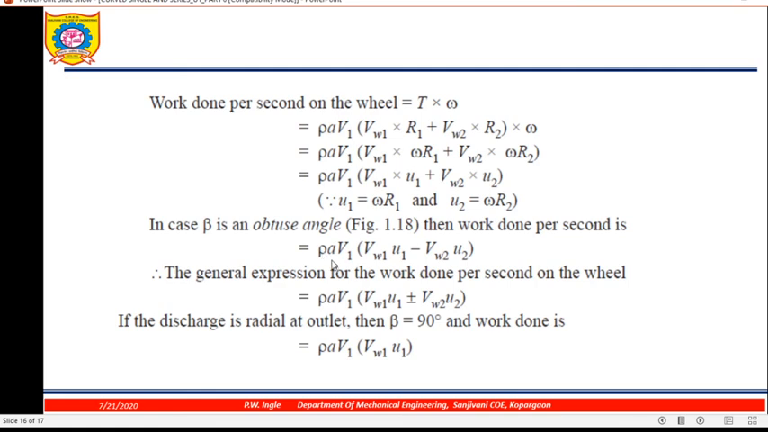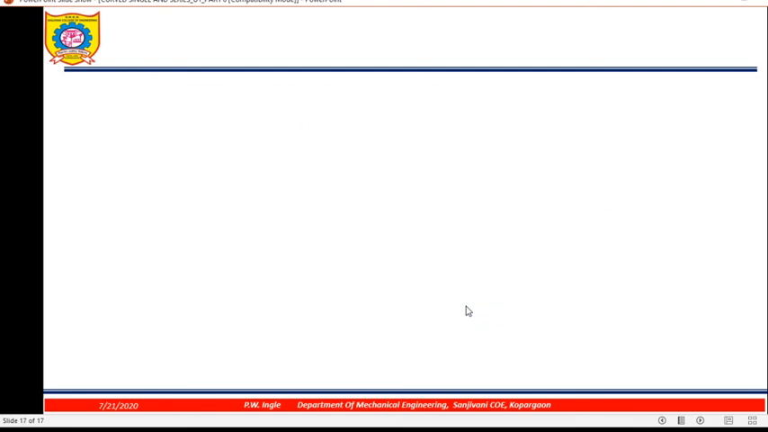If beta is an obtuse angle, then it is rho A V1 in bracket VW1 U1 minus VW2 U2. So the general expression is rho A V1 in bracket VW1 U1 plus or minus VW2 U2. If the discharge is radial at outlet, that is beta equal to 90 degrees, then it is rho A V1 VW1 U1, since VW2 is 0.